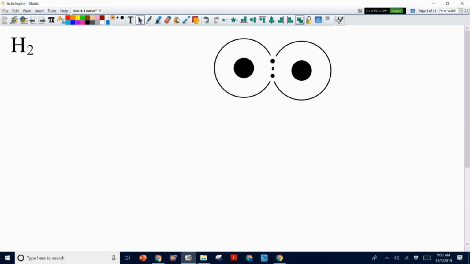So for the hydrogen on the right, the nucleus thinks that it has these two electrons. And the hydrogen on the left, this nucleus thinks it also has two electrons because those electrons are being shared. So this H2 is going to have a stable configuration because each one of those atoms thinks that its valence shell is full. So that's the idea behind covalent bonding.